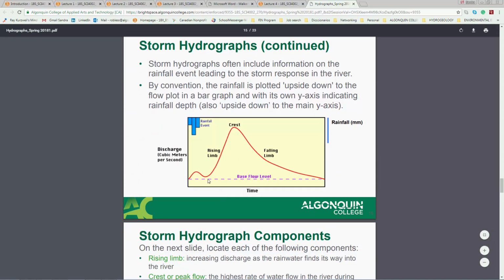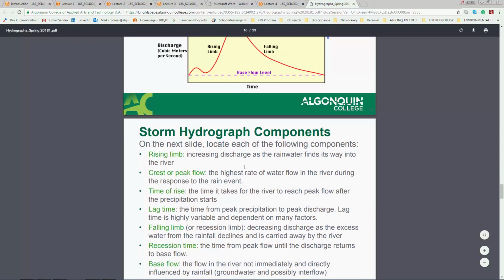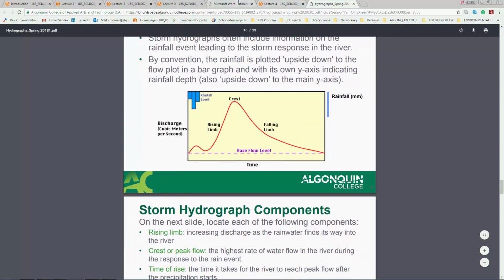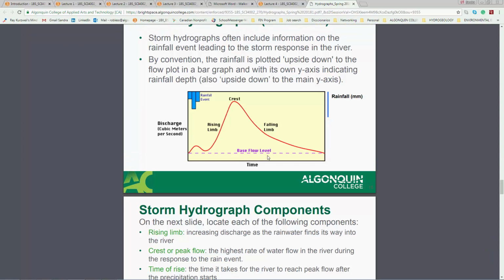We also saw this, so please review these concepts. What are the base flow level, rising limb, crest, and falling limb? Just to identify, it's here in the notes, and you will read it, or probably you have already read it last week. What is influencing the base flow? The base flow is usually influenced by the groundwater, so I could say it's independent from precipitation.